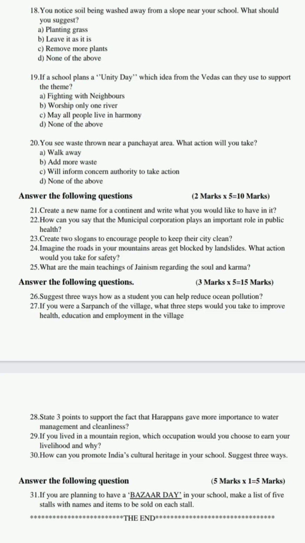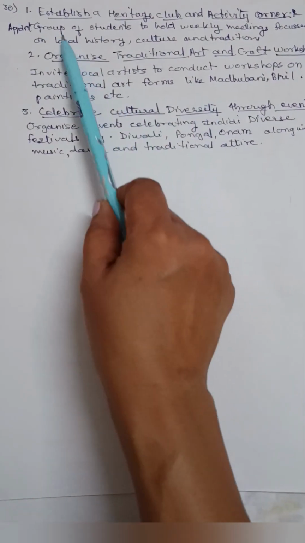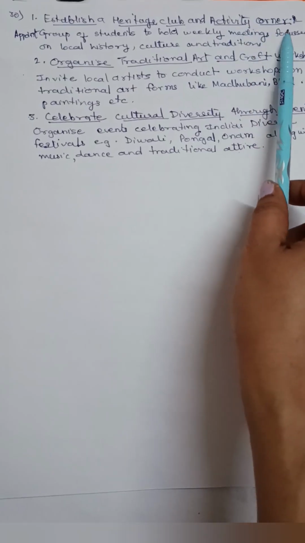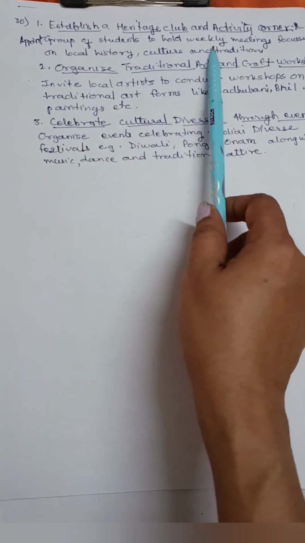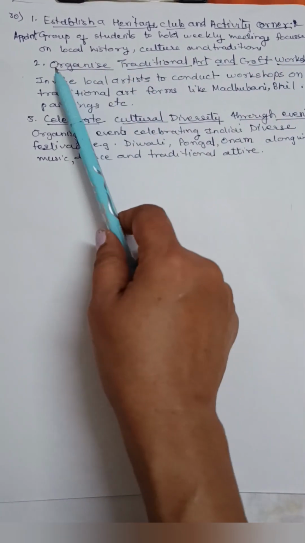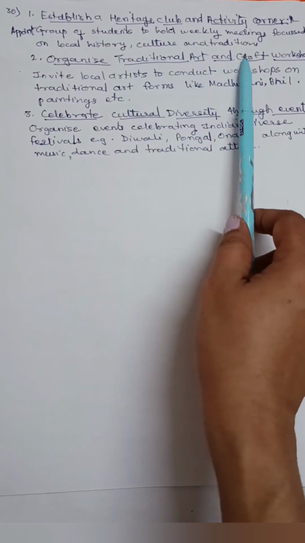Question number 30. How can you promote India's cultural heritage in your school? Suggest 3 ways. First, establish a heritage club and activity corner. Appoint a group of students to hold weekly meetings focused on local history, culture and traditions.